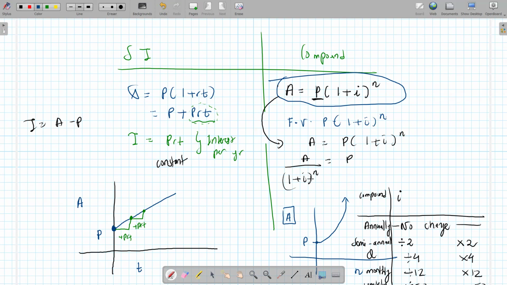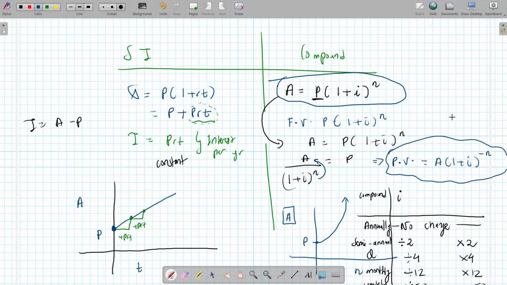And we know exponents. We can move this to the same level. What happens to the n if we move it up into the numerator? It becomes negative. So the expression for present value, PV, the principal amount today, is going to be A times (1 plus I) to the power of negative n.